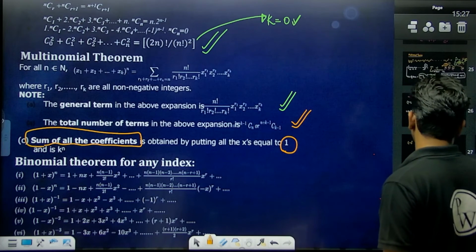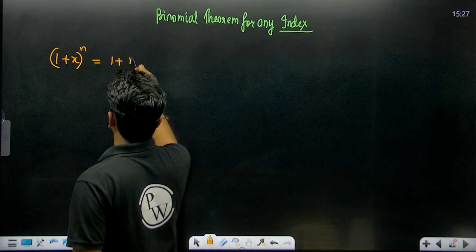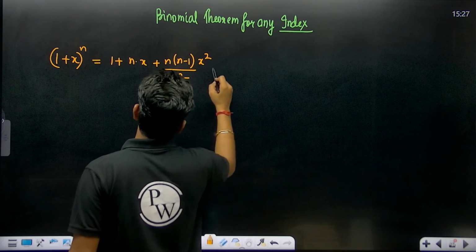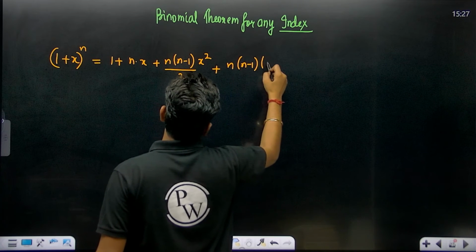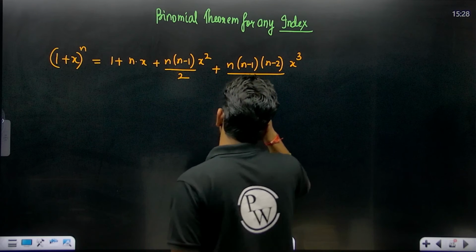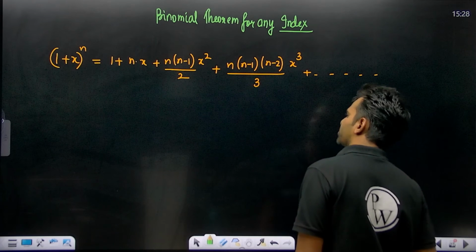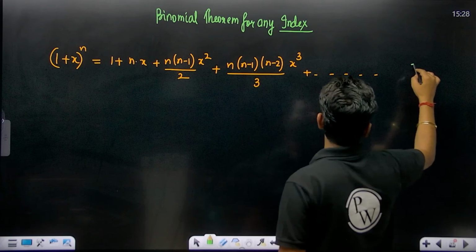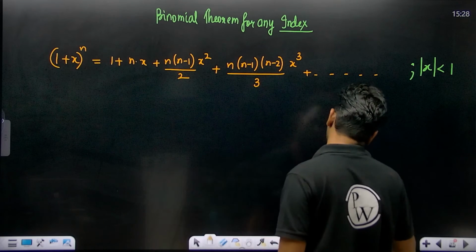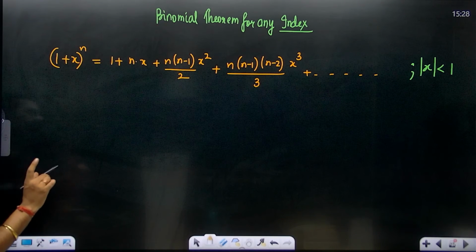Let me tell you that particular thing. 1 plus x to the whole power n is equal to 1 plus n into x plus n into n minus 1 into x square by 2 plus n into n minus 1 into n minus 2 into x cube by 3 and so on. Over here n need not be a natural number, it can be anything, but the most important thing is that the value of mod x should be less than 1. Must remember this formula.